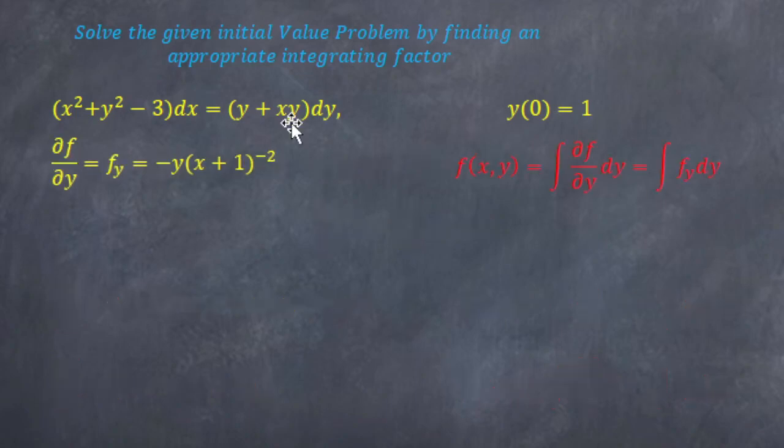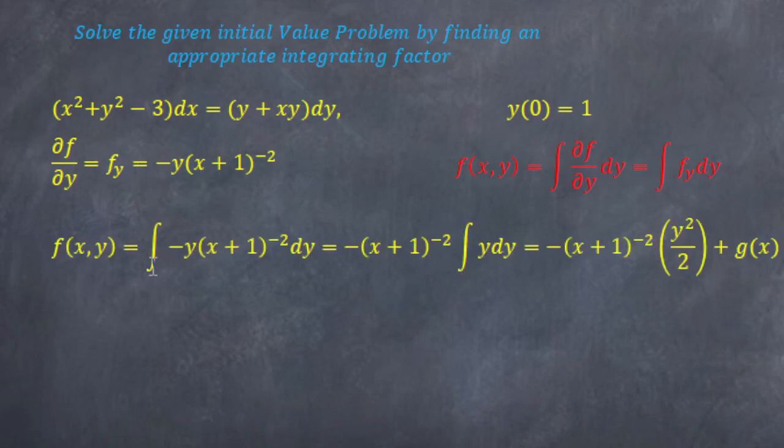Now we'll use this formula, integrating fy with respect to y. We have this solution here, since this is our new n. We're moving this out since this is just constant, because we're treating x here as constant because we're integrating with respect to y. So we're moving this out, negative x plus 1 to the negative 2, and we're integrating y dy. The integral of y dy is just y squared over 2.